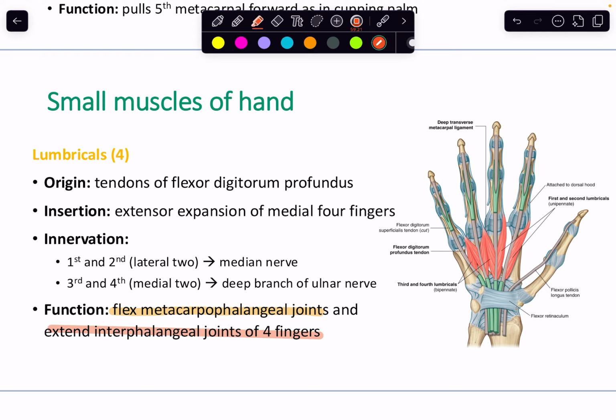Lumbricals, 4. Their origin is from the tendon of the flexor digitorum profundus, right? All these are the tendons of the flexor digitorum profundus, and they are originating there. In the exam, they can play with this: the medial two are bipinnate, and the lateral two are unipinnate. This is one MCQ you can make.